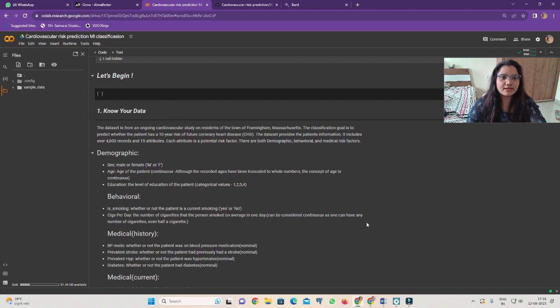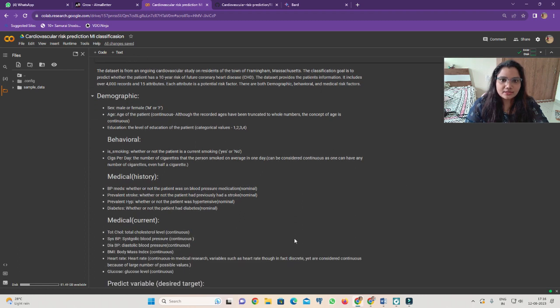Knowing your data: the data set is from an ongoing cardiovascular study of Framingham, Massachusetts, and the classification goal is to predict a 10-year risk of coronary disease. It includes 4,000 records and 15 attributes. The attributes are potential risk factors, and there are demographic, behavioral and medical risk factors.